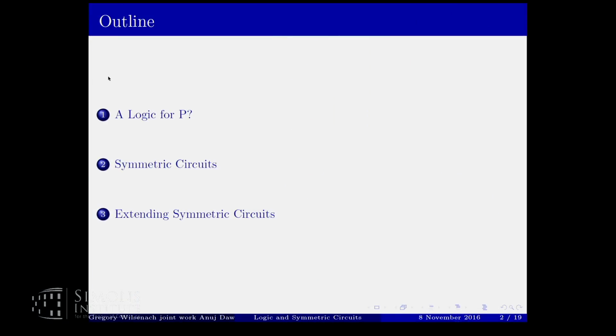Anyways, the talk is structured into three parts. First, I'm just going to quickly discuss some background on the actual problem of capturing polynomial time with logic, just so that I can justify the introduction of candidate logics. Then I'm going to talk about Anderson and Dawar's symmetric circuits and their attempts to understand that problem. And then I'm going to talk about how Anush and I have worked on extensions to that circuit model to try to see what we can.